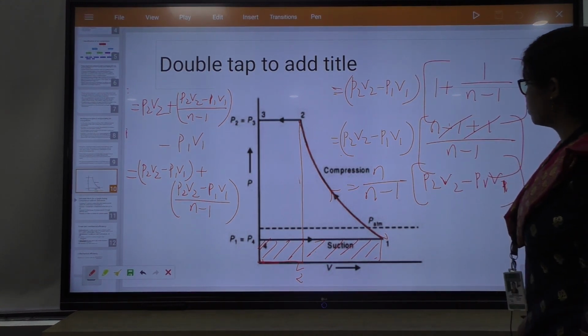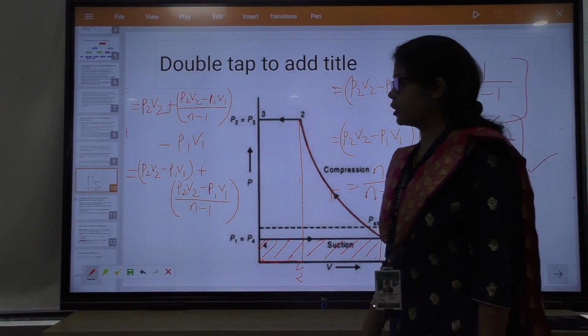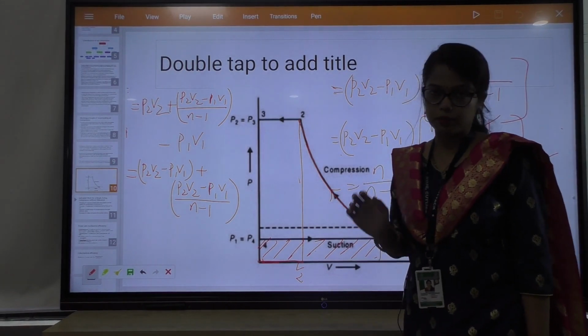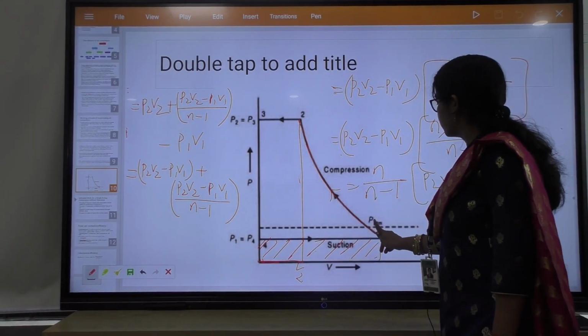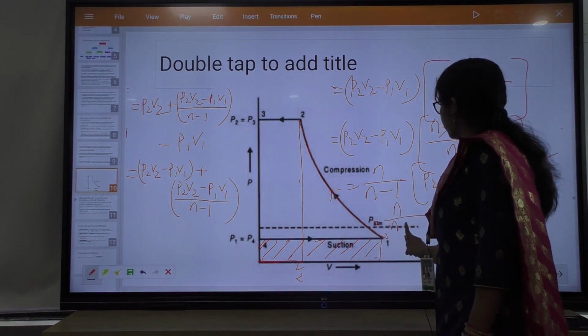Okay. This is the work done for the single acting air compressor without clearance. Here we are not considering any clearance volume, without clearance. So, then again we will simplify the formula n by n minus 1.